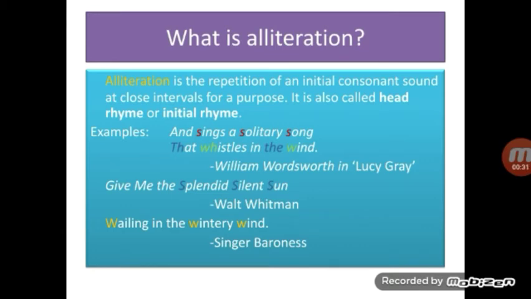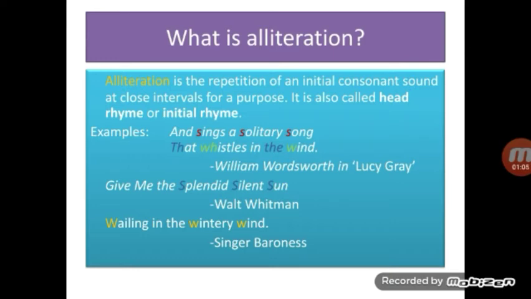Most students ask the question, what's alliteration? How can we illustrate it? And what's its role in poetry? Let's see. What is alliteration? Alliteration is the repetition of an initial consonant sound at close intervals for a purpose. It's a repetition of consonant sound in a line of poetry, especially.